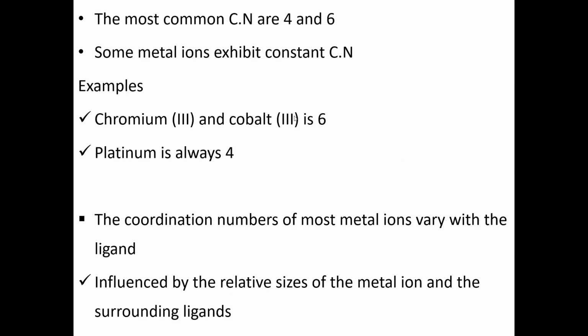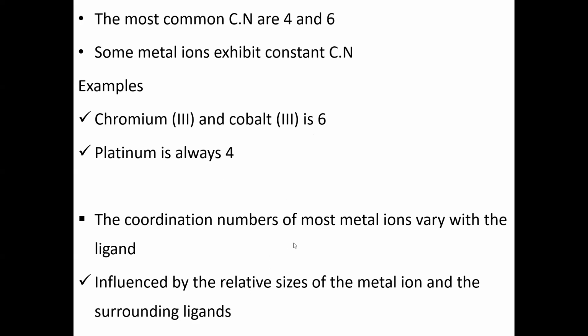So the most common coordination numbers are usually 4 and 6, although some can exhibit constant coordination number, just like your chromium. Your chromium 3 and cobalt 3 usually exhibit a coordination number of 6, while platinum is always 4. We see that the common ones are 4 and 6, but some can exhibit constant coordination number. Example is chromium 3 and cobalt 3, which always exhibit coordination number of 6, while platinum is always 4.